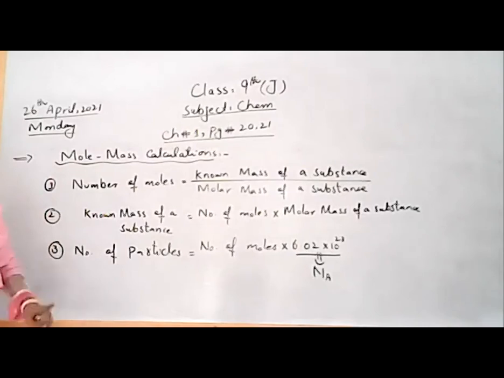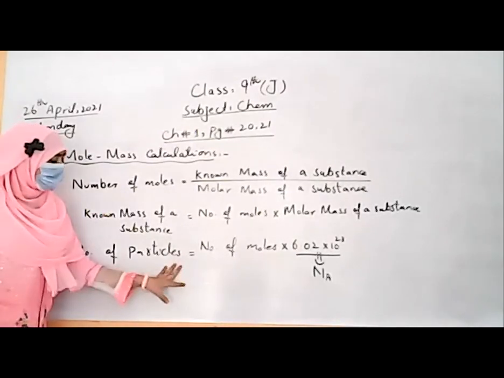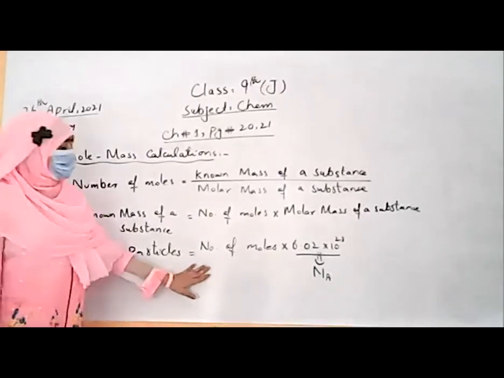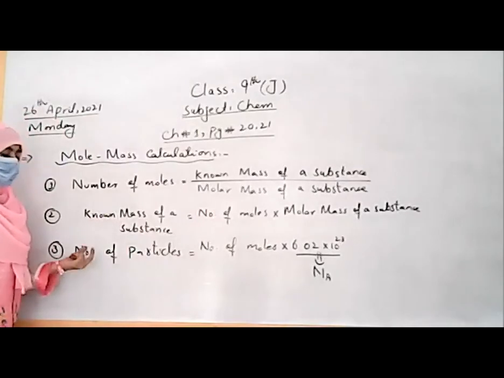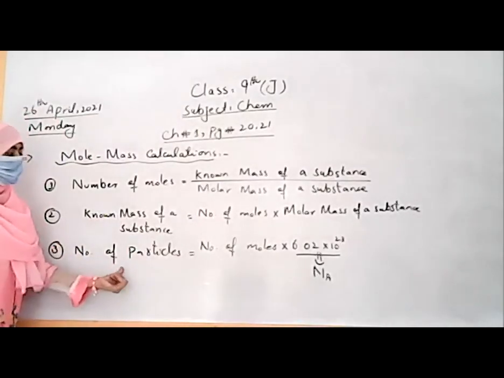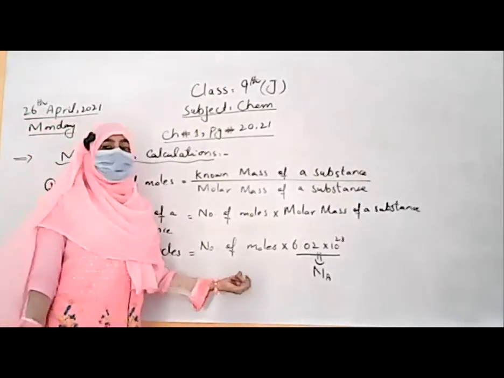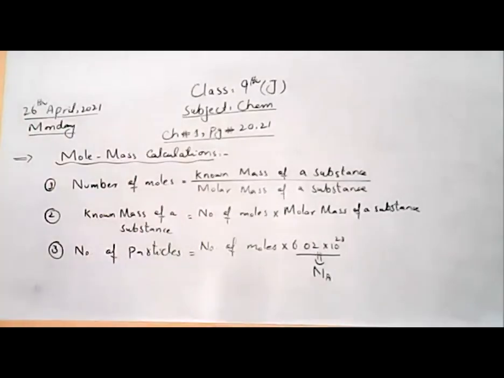And for finding the number of atoms and number of molecules, the same calculation is used. But in that case, we write here number of atoms and number of molecules. Then number of moles multiplied by 6.02 × 10^23. That is the Avogadro's number.